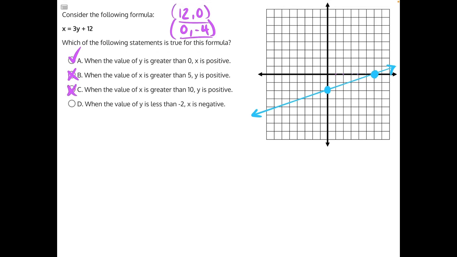D says when the value of y is less than negative 2, so we have negative 2 is here, and less than would be going down. X is negative. All of these values to the left-hand side of the y-axis are negative. However, there are still these values here, which are on the right-hand side of the y-axis, making those x values positive, not negative, making D incorrect and making A our correct answer.